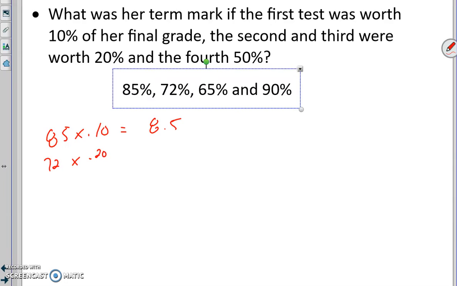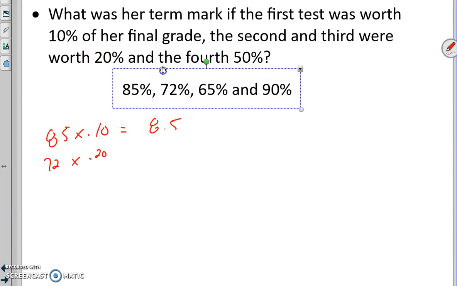Hang on, the percentages have to add up to 100 here. Double check. So when they say 20%, they mean 20% each, right? Yes, they have to add up to 100. I got 10, 20, 50, so it's 20% each.